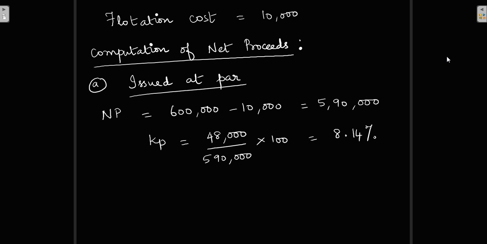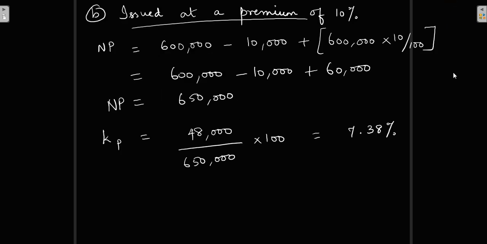To proceed with computing net proceeds, in the case of preference shares issued at par, it is face value minus issue expenses. Issue expenses is 10,000. So 5,90,000. Therefore, the cost of preference share is 48,000 divided by 5,90,000, which will give you 8.14%.